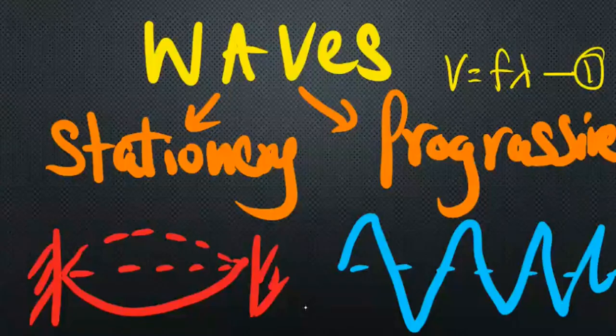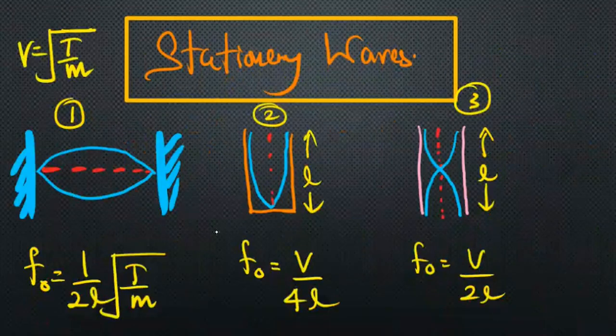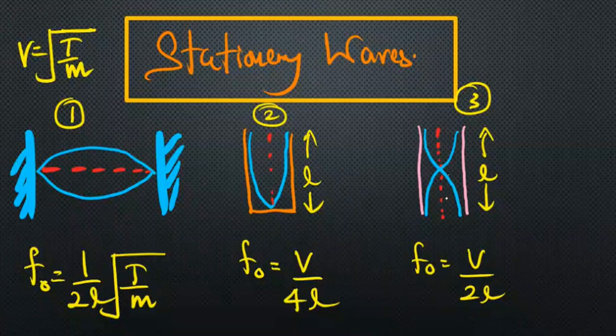We have two types of waves, stationary waves and progressive waves. Only from these two we have equations. The initial progressive wave equation is v equals f lambda, a very basic equation. v is the velocity of the wave, f is the frequency, lambda is the wavelength. For stationary waves, we have three types: stationary waves in a stretched string, stationary waves in a closed tube, which are sound waves, longitudinal waves, and third, an open tube, again sound waves.